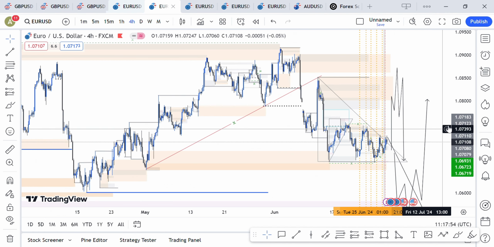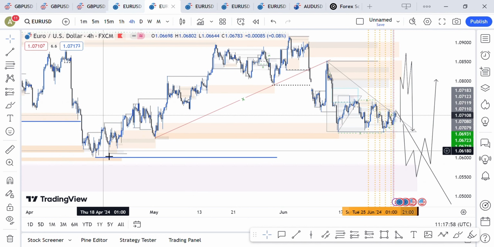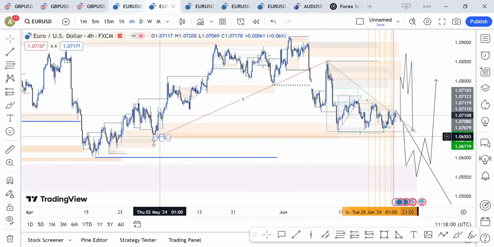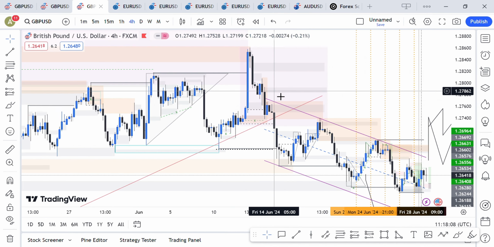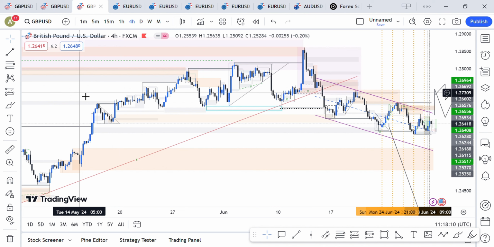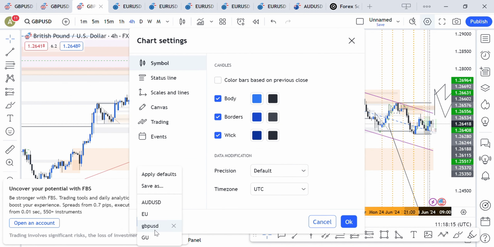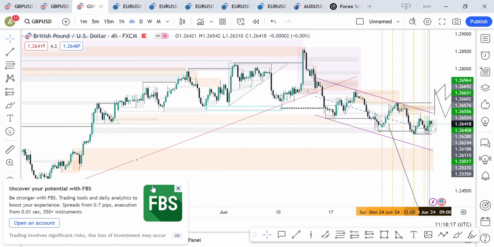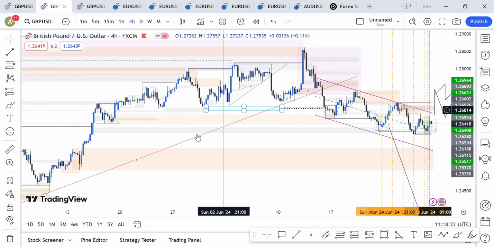But if it does go down, then this is my daily POI, and I'll be expecting these liquidity standpoints to be taken out, then I'll look for my opportunities from here. So that is all from EURUSD. So let's go over to GBPUSD, my favorite pair. Let me put in some setup on that, so that you can have different colors representing the pair.